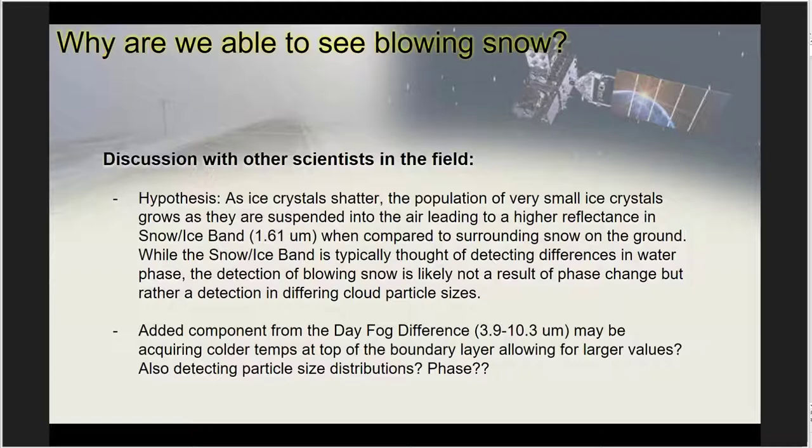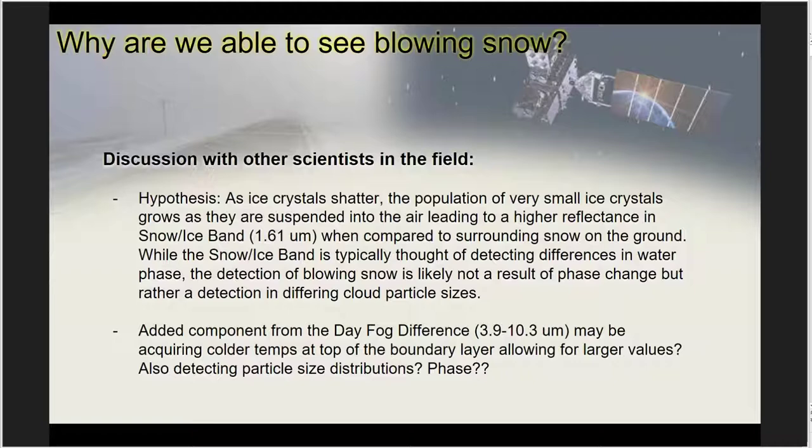And that really helps bring out the contrast when you're comparing it to the surrounding snow on the ground and the wafted snow. So that brings to mind that while the snow ice band is typically thought of as detecting differences in water phase, this particular detection of blowing snow is not likely a result of the phase change, but rather a detection of the differing cloud particle sizes, or ice crystal sizes.